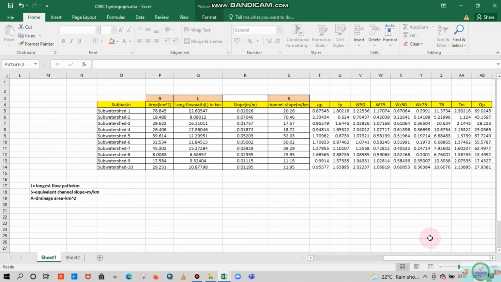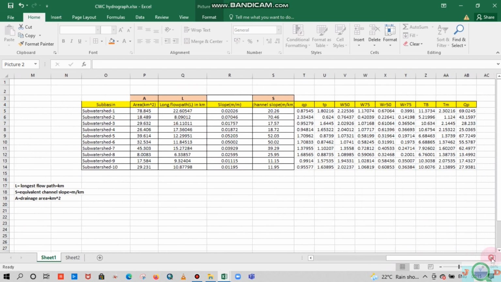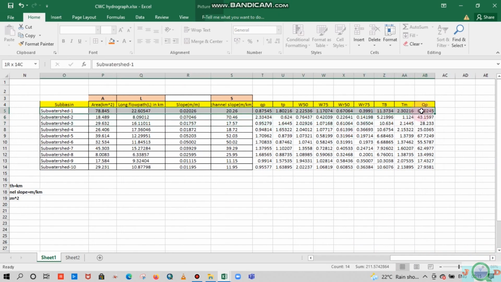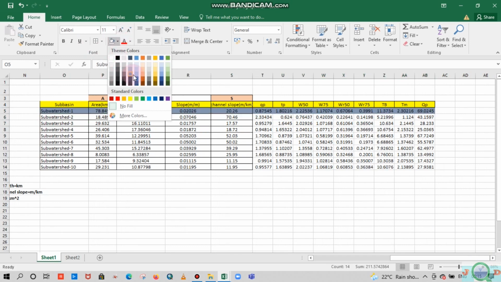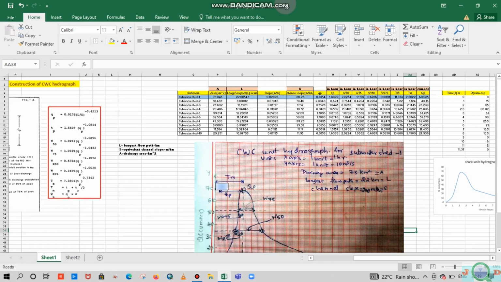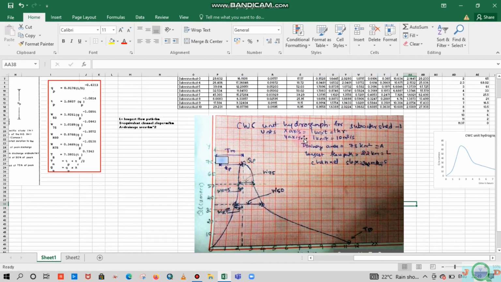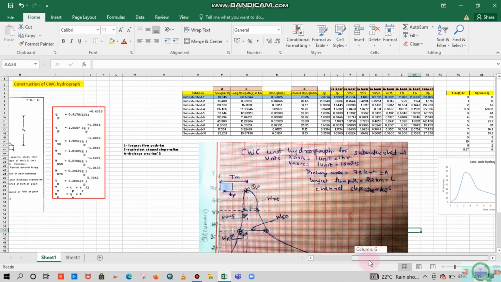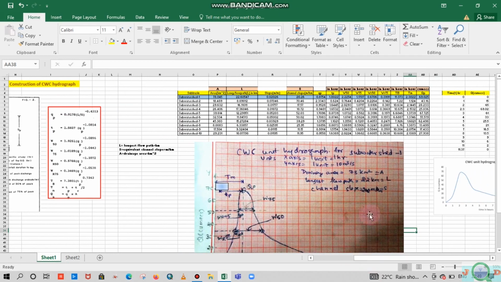For this initial one, I will show you a demo case for subwatershed 1. I will construct a unit hydrograph for subwatershed 1. On the graph, I have marked the various unit hydrograph ordinates which are calculated here. So I am showing you the demo case for subwatershed 1, how I marked them manually on the graph sheet.